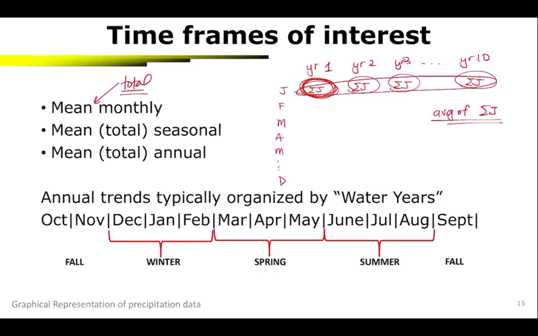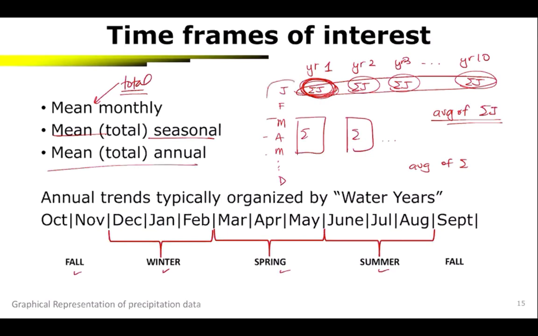You would do the same thing if you're considering seasonal. I have the months here on the bottom for fall, winter, spring, and summer. So you would take all of the dates that coincide with spring, for instance, that'd be March, April, May for this year, sum them, and so on. And then you would take the average of the sums to get your mean seasonal. And again, do the same thing for your annual. You would take the sum over the year, sum over the year, sum of the year, sum of the year, then take the average of that total annual precipitation.